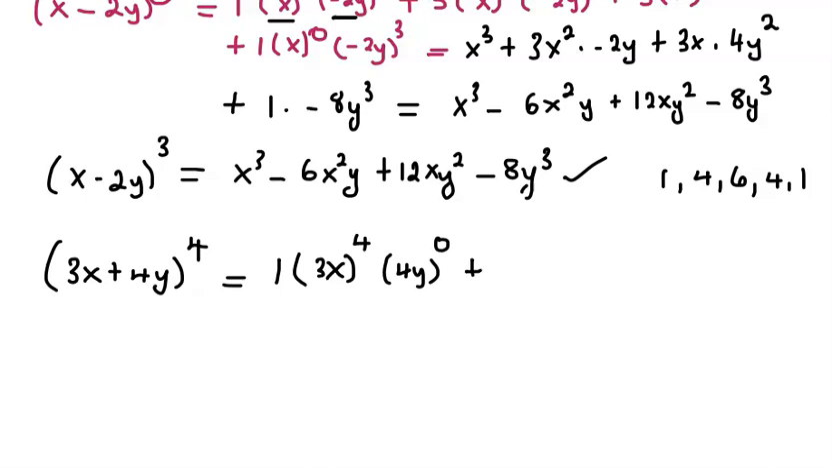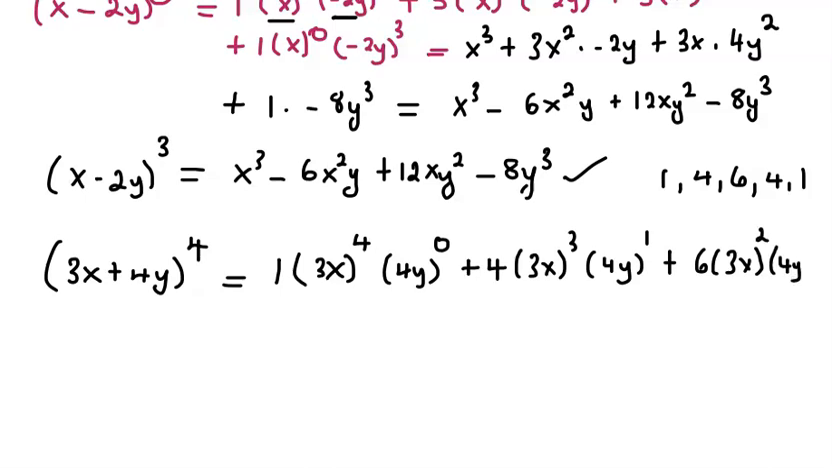Then plus the second coefficient, which is 4, right? Okay, so now the second coefficient here is 4, so we have plus 4 into bracket, so this will be 3x. Now the power will descend to 3. Multiply by 4y, the power will ascend to 1. So plus the third coefficient is 6, multiply by 3x, the power will descend from 3 to 2, and this one 4y, the power will ascend from 1 to 2.